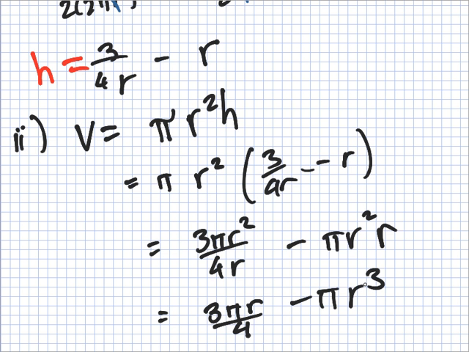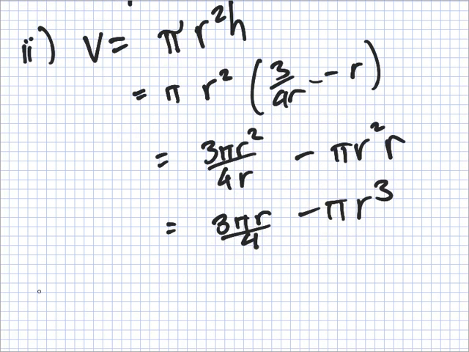Next, use the derivative to find the r which makes it a maximum. So how do you make something a maximum by using the derivative?